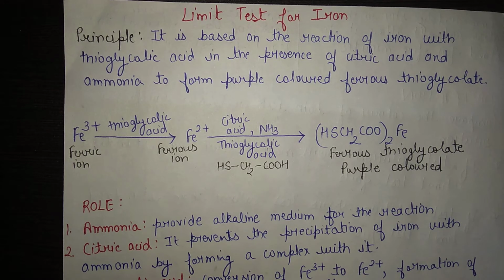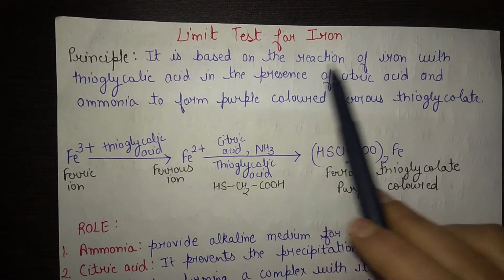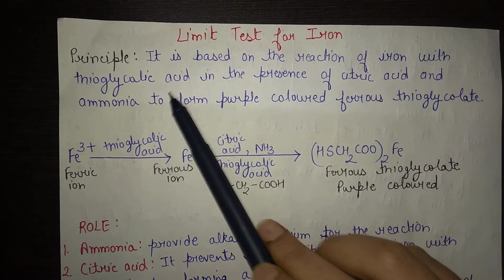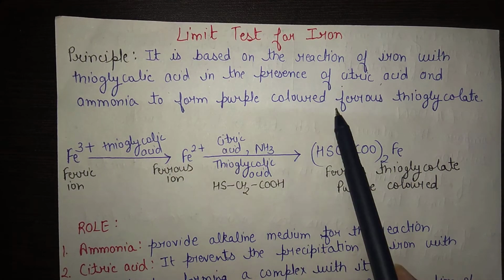If you want to know in detail what a limit test is and why we do this, you can watch my video for the limit test for chlorides. There I have explained in detail. Here we will start with the principle of the limit test for iron. It is based on the reaction of iron with thioglycolic acid in the presence of citric acid and ammonia to form purple colored ferrous thioglycolate.